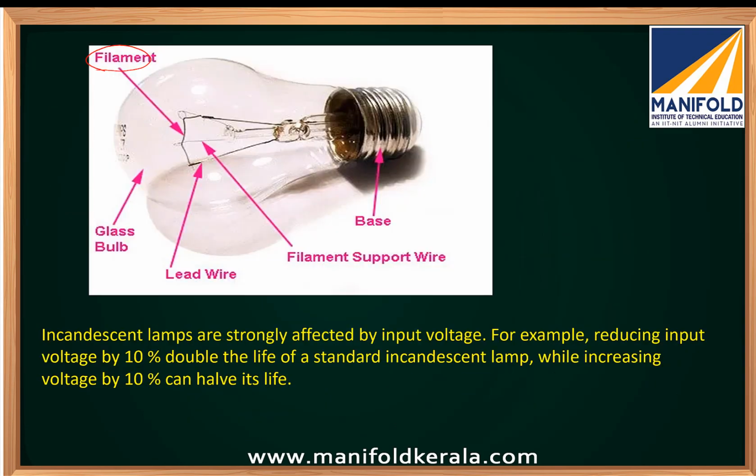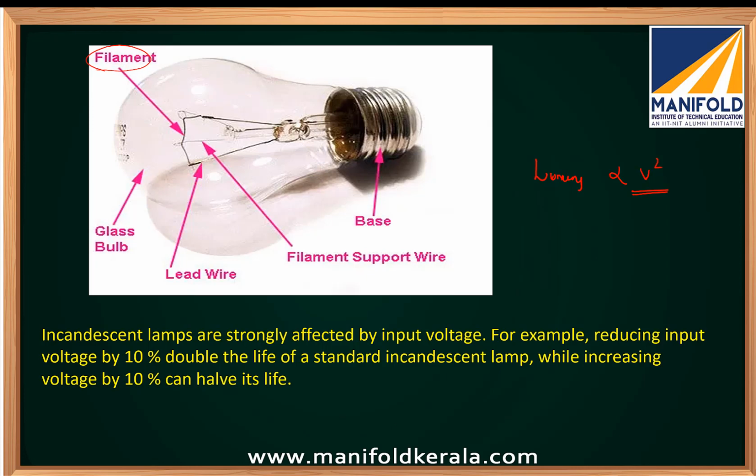So this is the image and the different parts of the incandescent lamp. You can pause and verify them. Incandescent lamps are strongly affected by input voltage fluctuations. By reducing the voltage by 10%, the luminous output also reduces, because the lumens emitted by the lamp are directly proportional to the square of voltage. So if you reduce by 10%, the illumination reduces by approximately 20%.